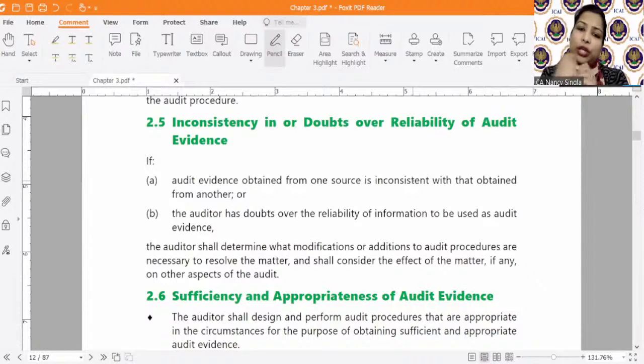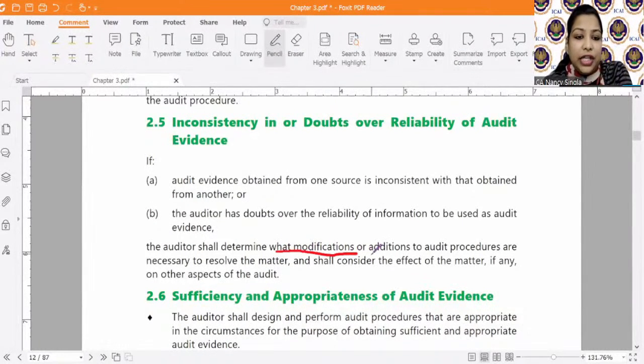Now what will I do? Should I straightaway mention this in my audit report? No. I can always perform additional audit procedures. What additional audit procedure can I perform in this case? I can always seek external confirmation from the debtors. I can always ask the debtors, you do one thing, you send me what is the balance of my client in your books of accounts. So this is the additional procedure. Okay? So if there is inconsistency or there is doubt, what can the auditor do?